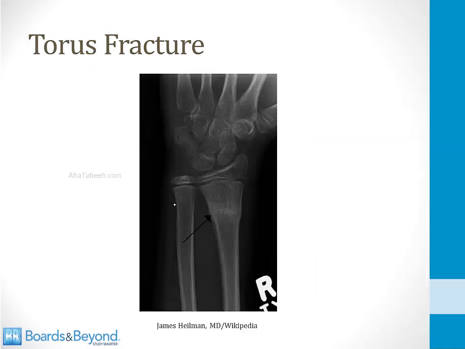Shown on the screen is an example of a torus fracture of the radius bone. These fractures can be subtle, they're not always obvious, but at this portion of the bone right here, you can see it's whiter than the rest of the bone. That's because a force has been applied in this direction and the bone has basically piled up on top of itself, causing this torus fracture, the other classic form of an incomplete fracture seen in the pediatric population.